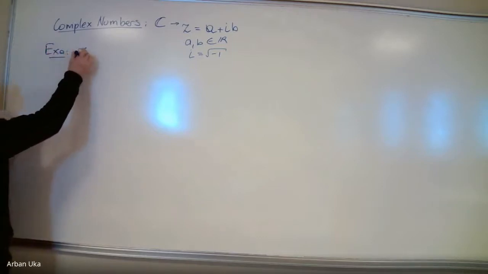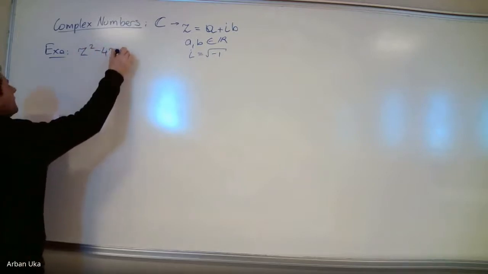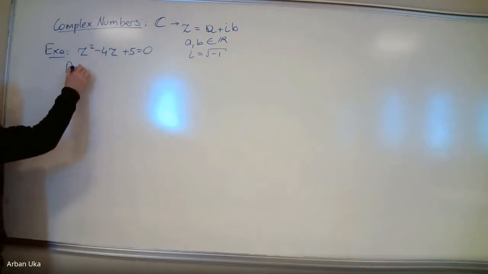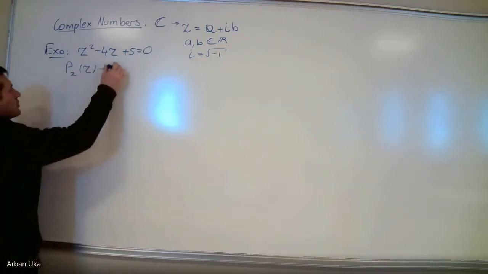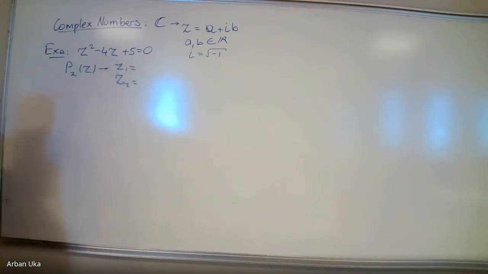We can have a polynomial z squared minus 4z plus 5 equal to 0. Here we have a polynomial of second order in z, so we should get two solutions. We should get z1 equal to something and z2 equal to a different value. This is what we are going after.